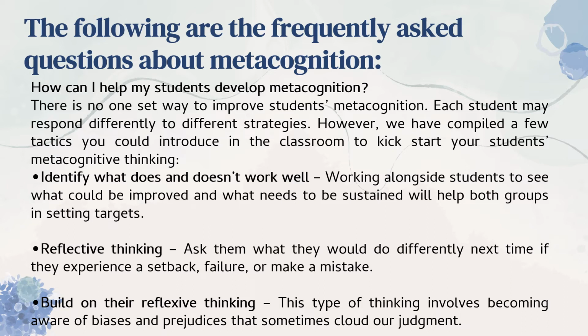And these are: Number 1, identify what does and doesn't work well. Working alongside students to see what could be improved and what needs to be sustained will help both groups in setting targets. Number 2, reflective thinking. Ask them what they would do differently next time if they experience a setback, failure, or make a mistake. Lastly, build on reflexive thinking. This type of thinking involves becoming aware of biases and prejudices that sometimes cloud our judgment.